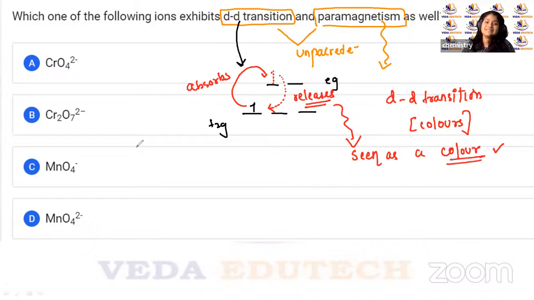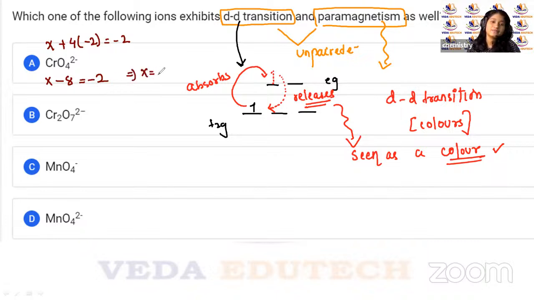Okay. So we'll see in which of the following cases we'll have unpaired electrons. So we'll check for all the cases. Okay, so let us see the first case. First of all, I'll find out all the oxidation states. This is x minus 8 equals minus 2. I'm not going to tell you everything about how it is done. You of course know. I'll just write down one here, x plus 4 into minus 2 equals 2. That is how we got, right? So this implies x equals plus 6 here.